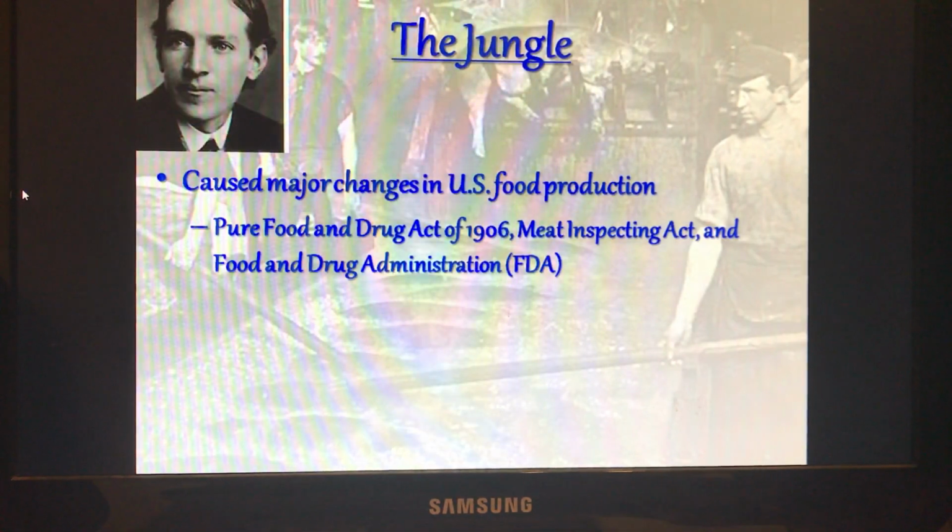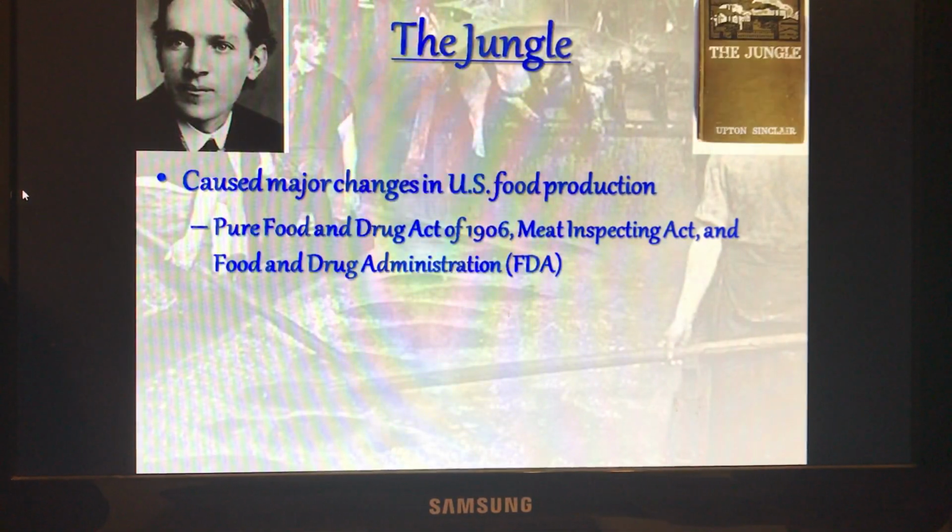Now, eventually, what The Jungle did is it caused such an outrage that Congress started paying attention, and some new offices were created in the federal and state governments to try to improve the quality of food products coming out of all kinds of factories and industries, not just meat. Several of these acts and offices were the Pure Food and Drug Act of 1906, the Meat Inspection Act, and, as we know it today, the Food and Drug Administration, which is still around.